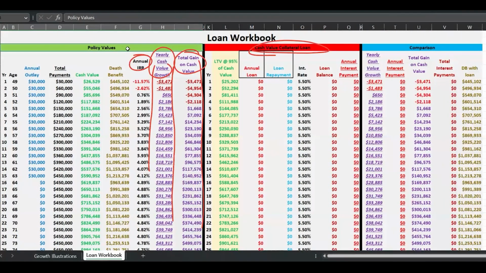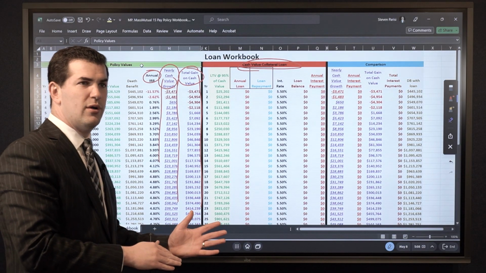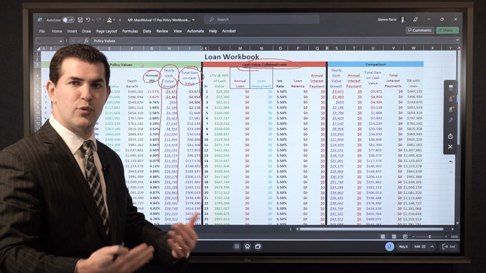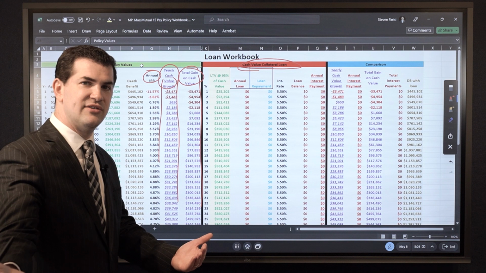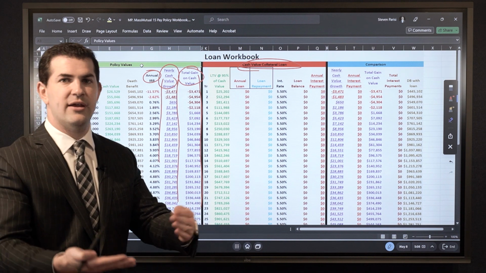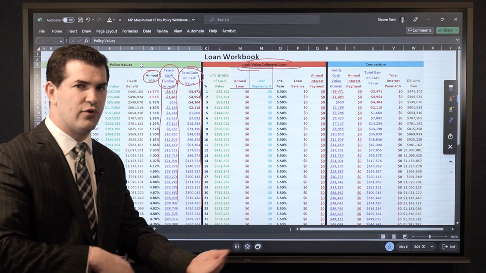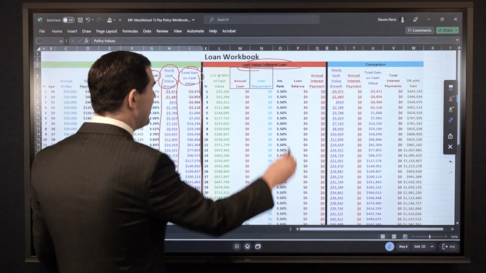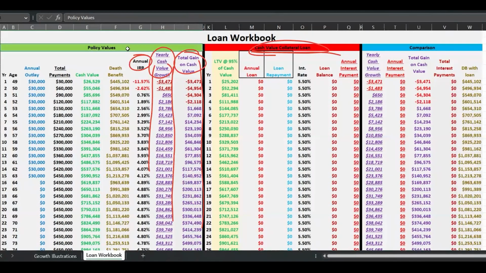So this workbook is meant to mimic cash value collateral loans, which is when we take a policy, assign it as collateral with a bank, and they give us a loan. It's a lot like a line of credit. We've got other videos that talk about that. But over here, we can punch in the loan, we can punch in loan repayments, and we can also change the interest rate. So the company this individual is interested in is MassMutual.